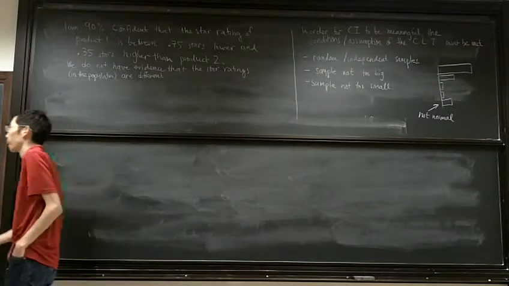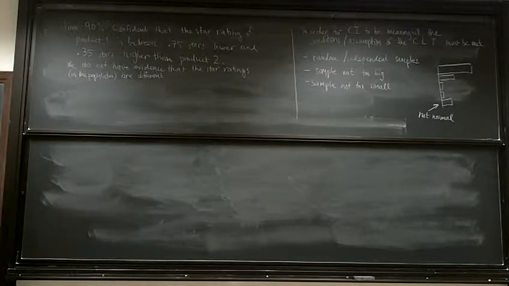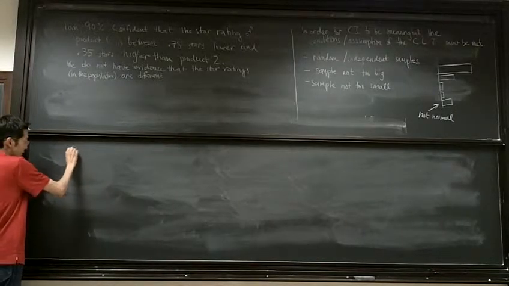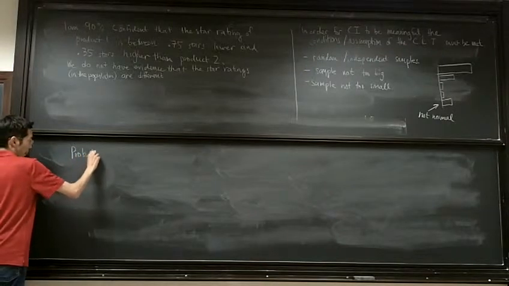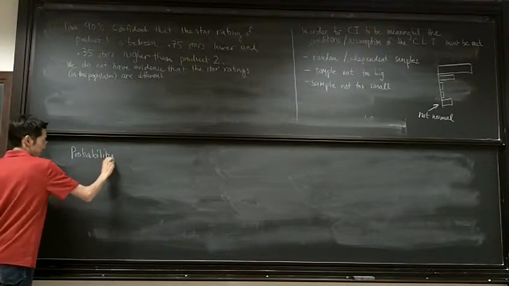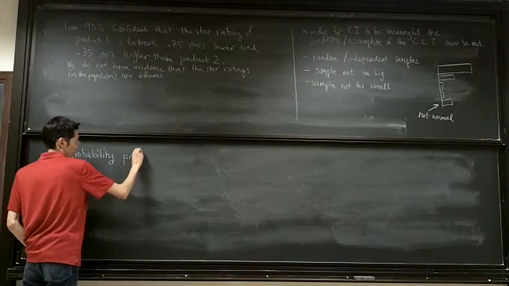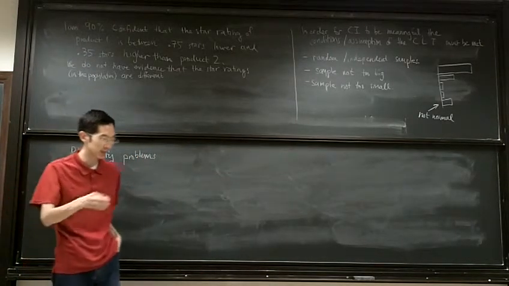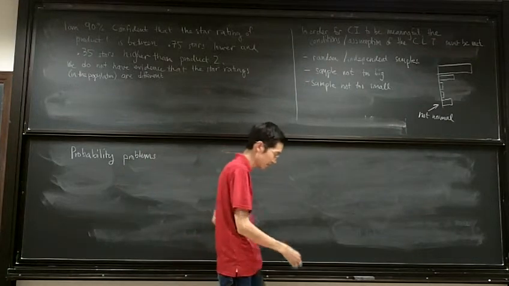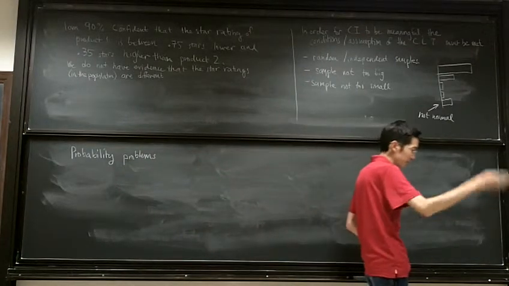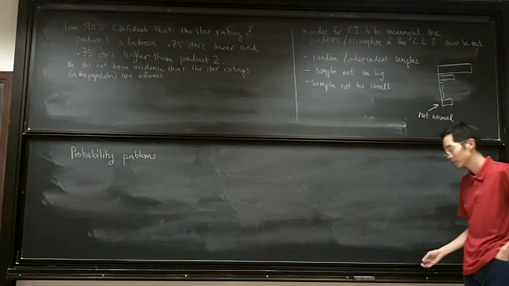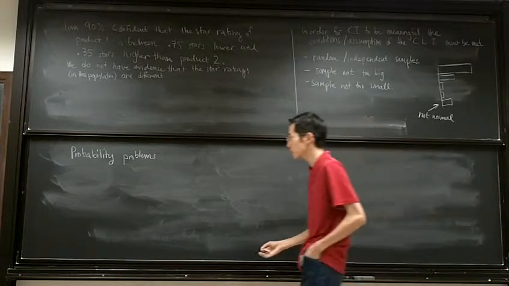I guess, so sometimes you just have probability problems. And it might say the probability of some event is this, the probability of another event is this, what's the probability of this and this? Okay. So you have probability problems.